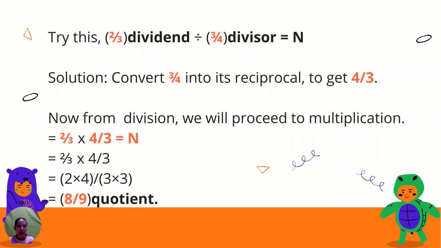2 times 4, numerator to numerator tayo. 2 times 4 is equals to 8, and 3 times 3 is equals to 9. So, the final answer is 8/9. That's our quotient. Okay?